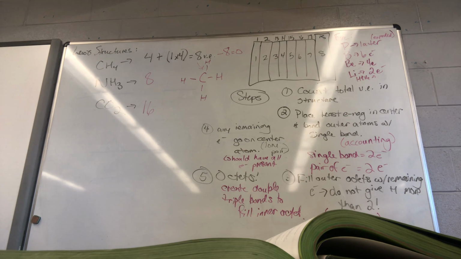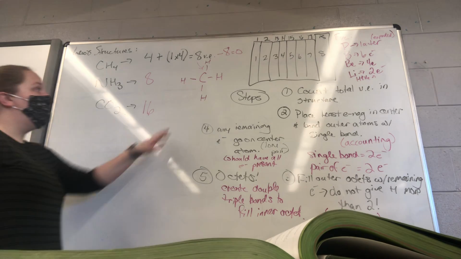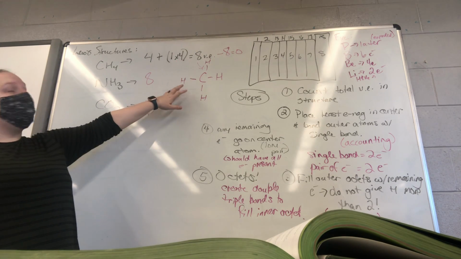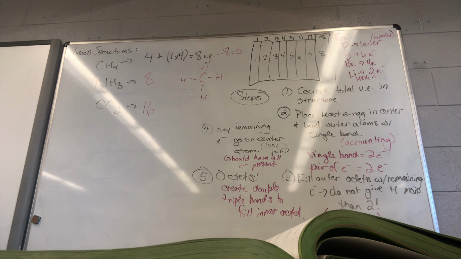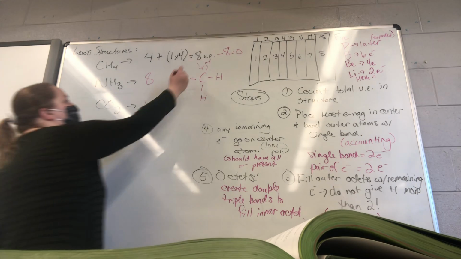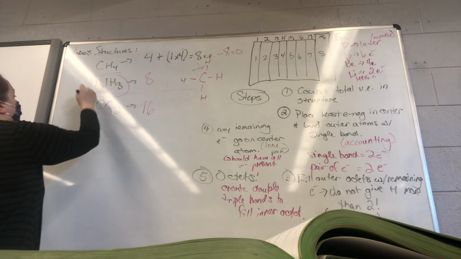Okay, so let's do this one. Does my structure up here have an octet on the center atom? Yes. Should carbon have a center octet? Yes. So is that a good structure? It has the 8 electrons, it has an octet on carbon, hydrogens only have 2 electrons, does it meet all of our requirements? Correct.